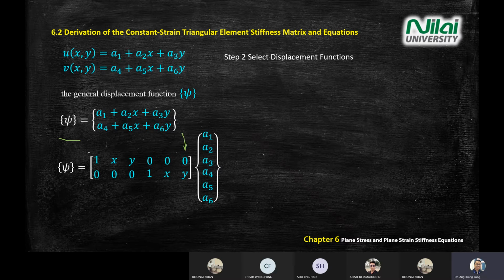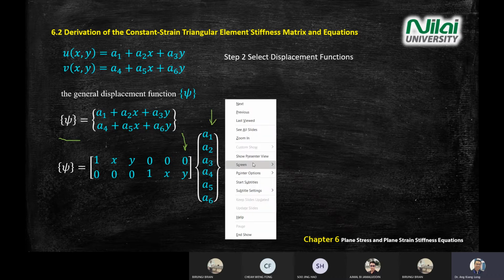Try to observe, especially it is quite easy. On the left hand side, this matrix is all the unknown that we have in the equation. If you count these two equations, you have 6 unknowns there, a1 until a6. So you write a1 until a6 in the vertical matrix form, and then you derive the equation.